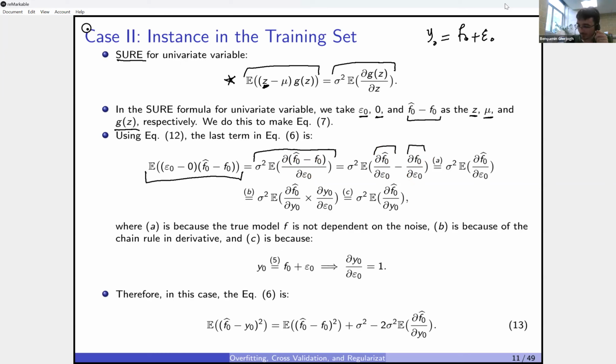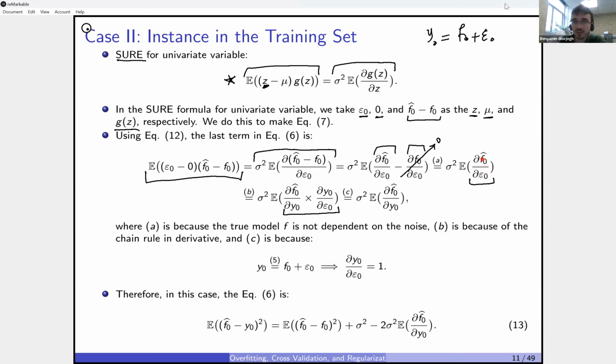Now, we know that this is 0. Why? Because f0 doesn't depend on the noise at all. f0 is the actual true model. Noise is added to f0 to make y0. So f0 is not dependent on epsilon 0, and its derivative with respect to noise is 0. Therefore, we get rid of the second term. We'll have sigma squared times the expectation of the derivative of f0 hat with respect to epsilon 0, right? That's correct. Now I have this. Let's use the chain rule.